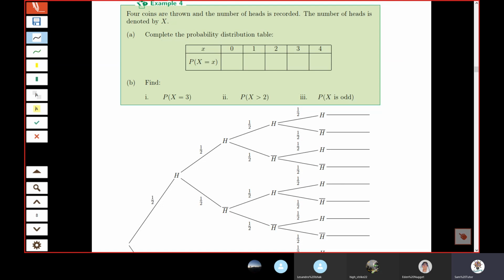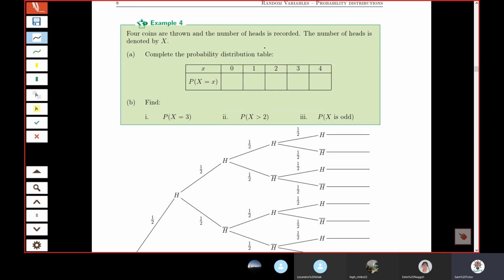4 coins are thrown and the number of heads is recorded. The number of heads is denoted by x. So you can see you've got to complete the probability distribution table. So it's pretty much a table of values. And the way that works is you start off with x being 0 heads, 1 head, 2 heads, 3 heads, 4 heads.